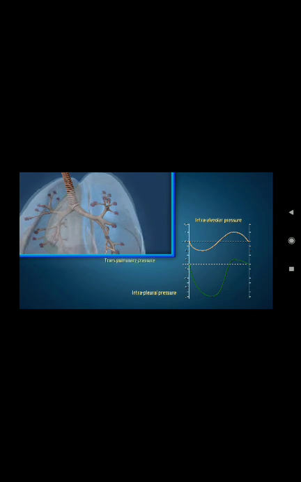Transpulmonary pressure. It can be defined as the difference between the alveolar pressure and intrapleural pressure in the pleural cavity. It is also termed the elastic recoil pressure of the lung.